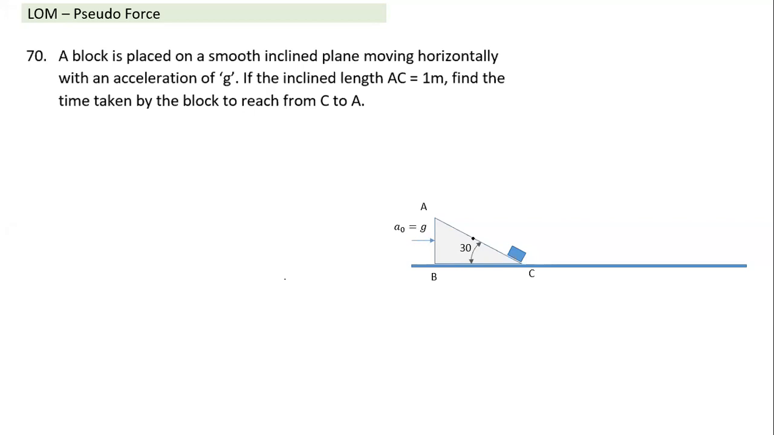If we give an acceleration more than that, this block will have an acceleration which will have a y component. The block will tend to move vertically upwards, and since it is moving vertically up, it has to remain on the slope. It will tend to move up the slope because it has a vertically upward component as well. So what we need to find here is how much time this small block will take to reach from C to A, which is 1 meter.